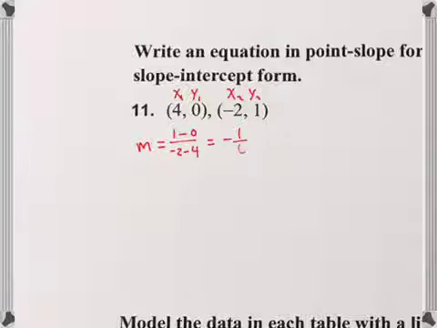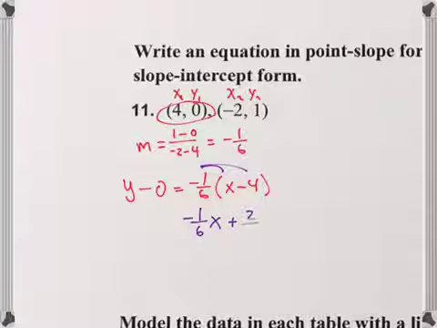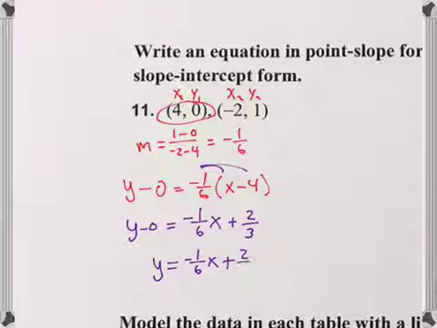And so now we're going to use this point to write our point-slope form. So y minus 0 equals negative 1/6 times x minus 4. We'll distribute our slope. We've got negative 1/6 x plus 4/6, which becomes 2/3, equals y minus 0. Well, adding 0 doesn't change anything, so your final answer is y equals negative 1/6 x plus 2/3.